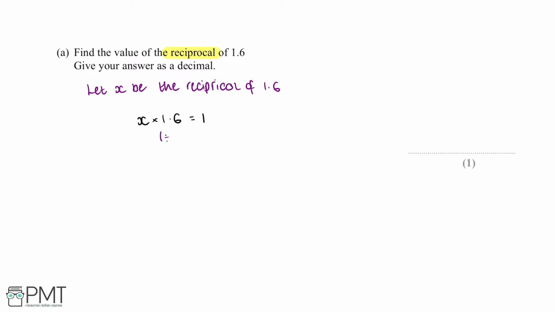So what we can do is divide both sides by 1.6, and x multiplied by 1.6 divided by 1.6 gives us x. And then if we put 1 divided by 1.6 into our calculator, this gives us an answer of 0.625. And this is our final answer. And this question's worth 1 mark, and this is for the correct answer.